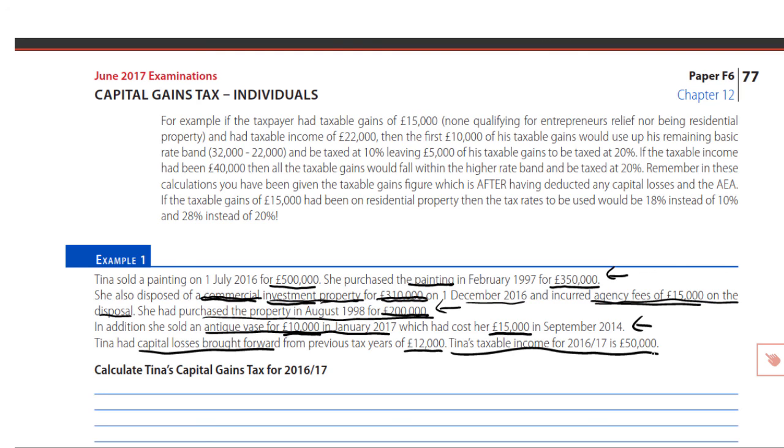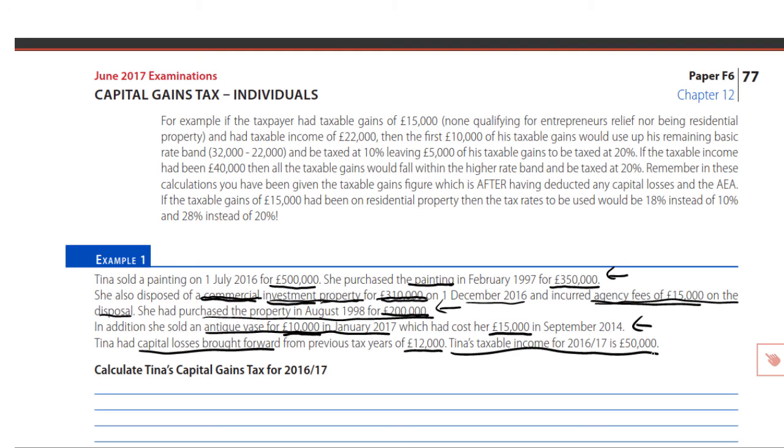No. So the 28% rate does not apply. Does she have any assets sold that rank for entrepreneurs relief? No. So the 10% rate does not apply. So the rate applicable, given that she is already a high rate taxpayer, on your normal assets, your normal rate, is 20%.